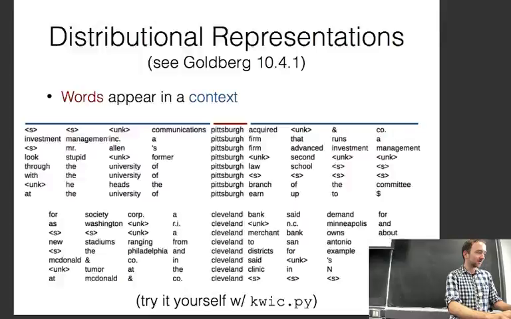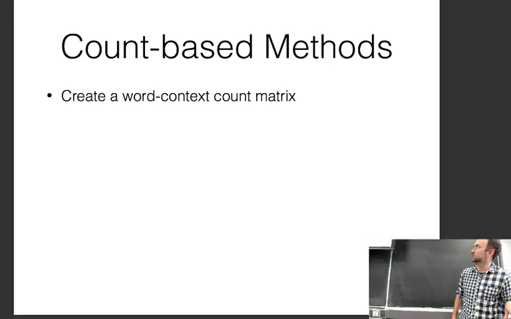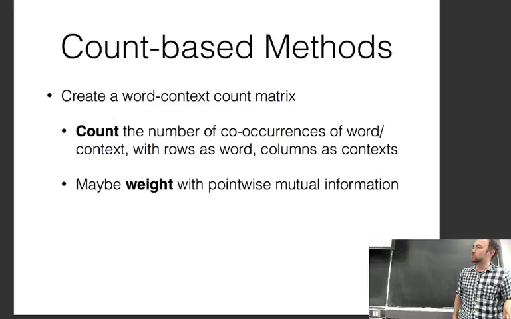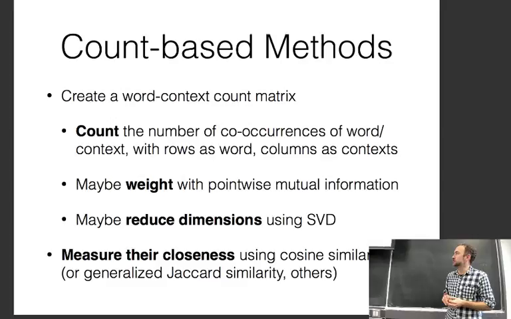Then up until very recently, there were lots of count-based methods that basically calculated these distributed representations by counting up contexts. These were also covered in the reading materials. You create a word-context count matrix, count the number of occurrences, maybe weight them with something like pointwise mutual information, maybe reduce the dimensions using SVD, and measure their closeness using cosine similarity or Jaccard similarity or something like that. So this is nice. It's relatively scalable because you're just counting things over a big corpus.